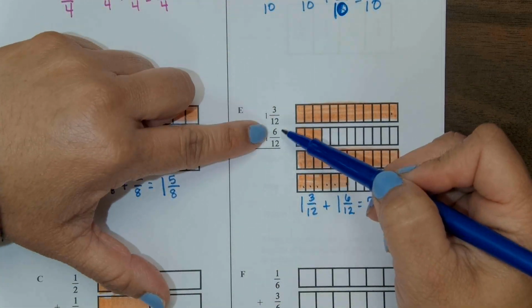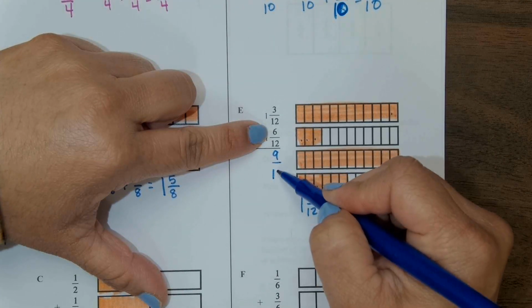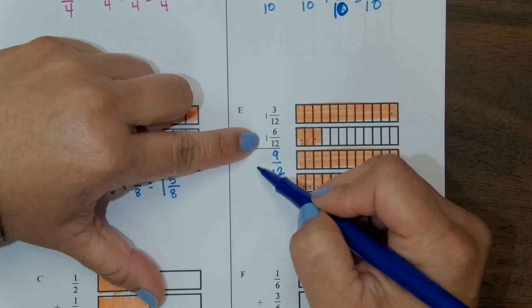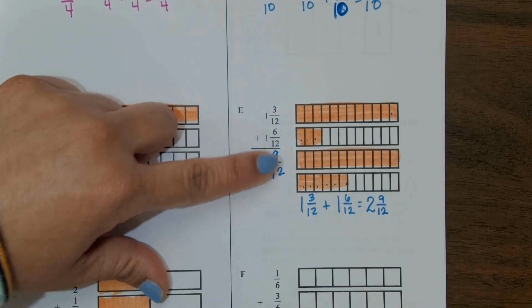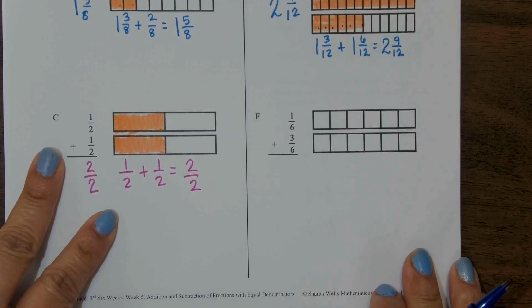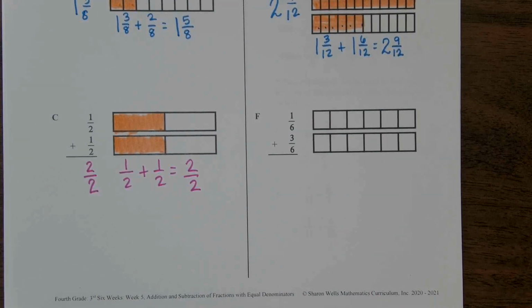Same thing here, 3 plus 6 is 9. My denominator stays the same as 12. 1 plus 1 is 2. 2 and 9/12.